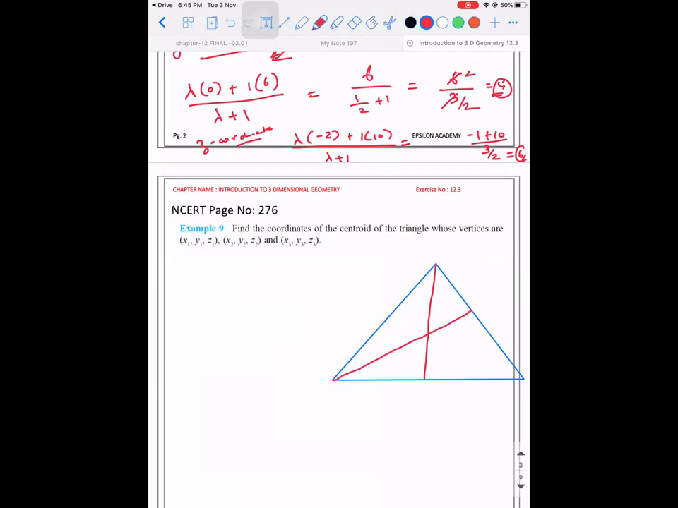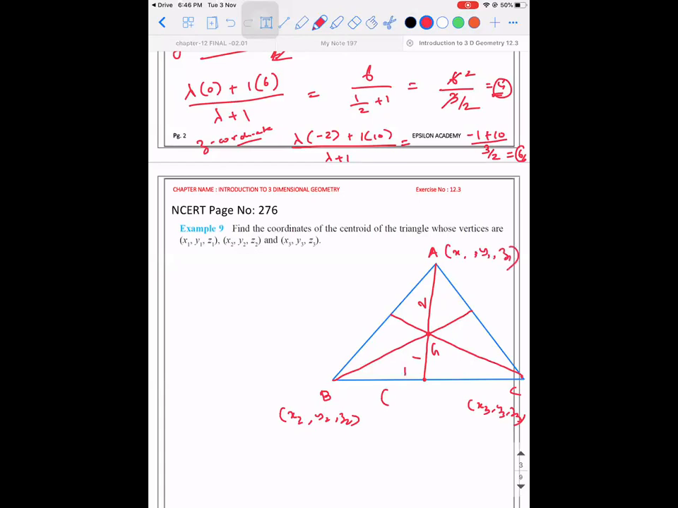So this is another median. This is another median. A, B, C. So the point of intersection of the medians is the centroid. We know that the centroid divides the median in the ratio 2:1. You know this, right? So what is this point? If this point is x2, y2, z2, and this is x3, y3, z3, and this point is x1, y1, z1, correct?